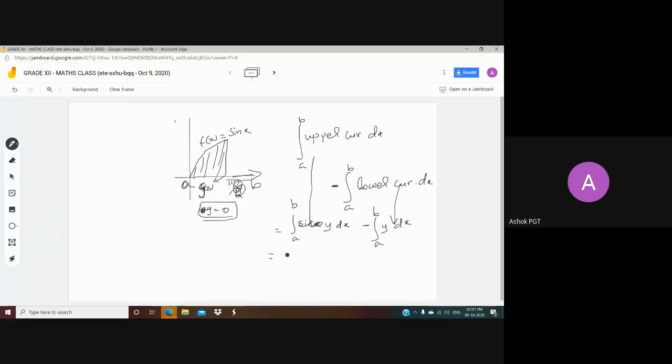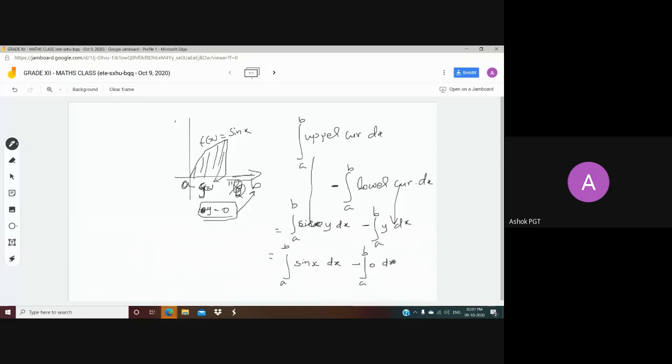So finally we get integration of A to B. Here y is equal to sin x. Hence in this place I am writing upper curve function as this. And A to B, here y value is equal to 0. For x-axis the equation is y is equal to 0.